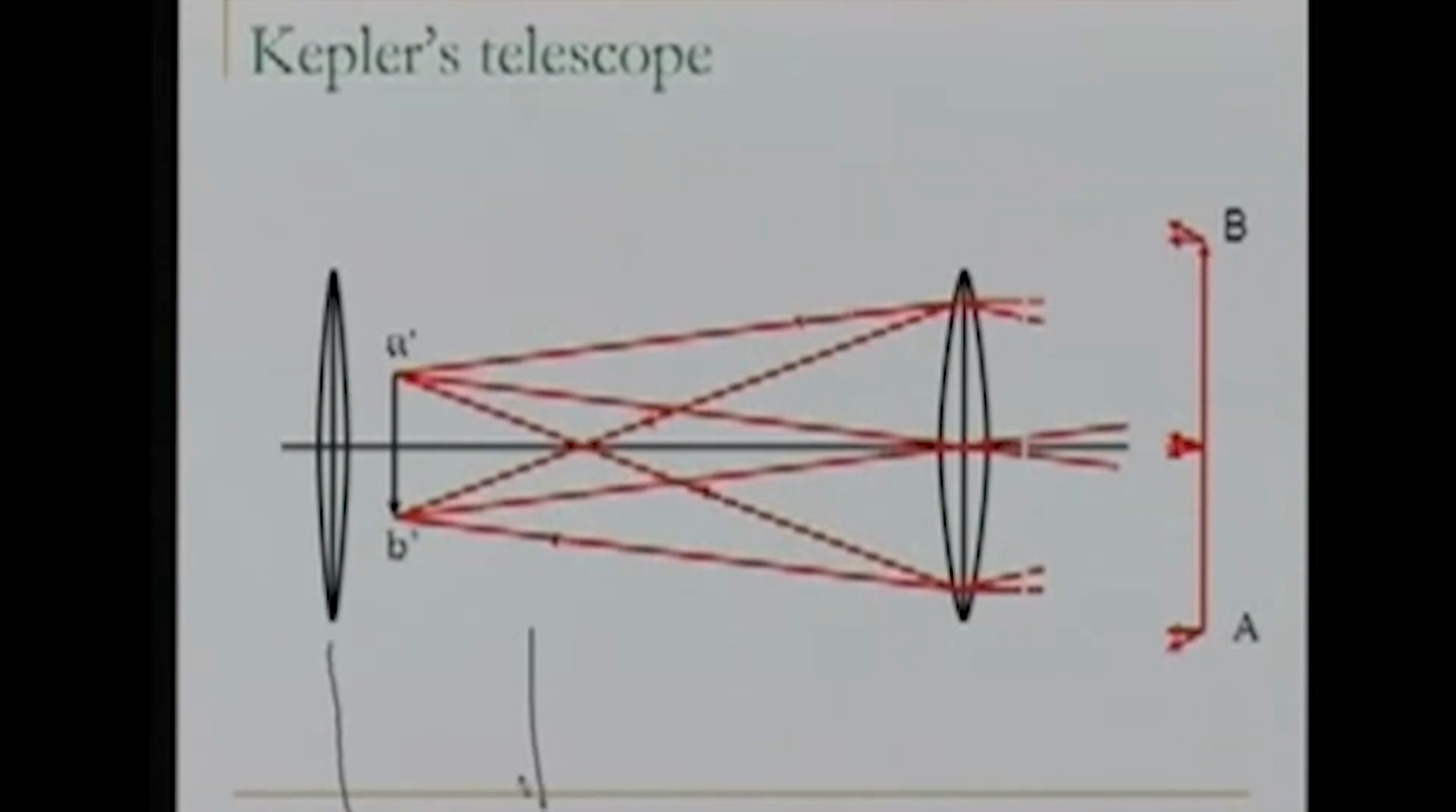Now this A dash B dash is placed inside this telescope in such a way that it is within the focal length of the eyepiece. Now why is it done? It is done because this distance is the focal length of the eyepiece. It is done in order to ensure. Now what will happen? If it is within the focal length, how will the image be generated?